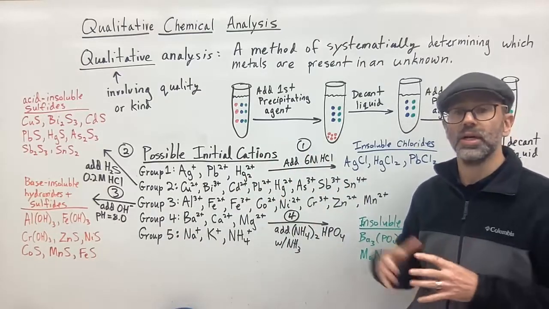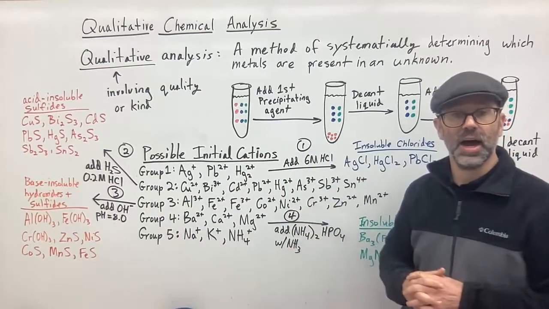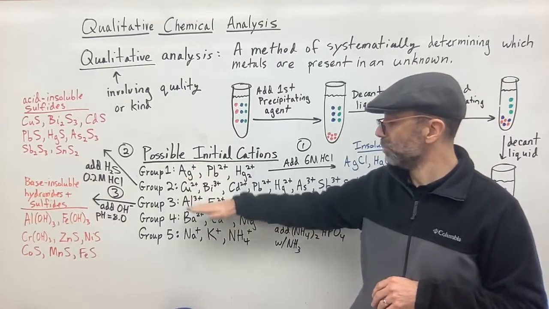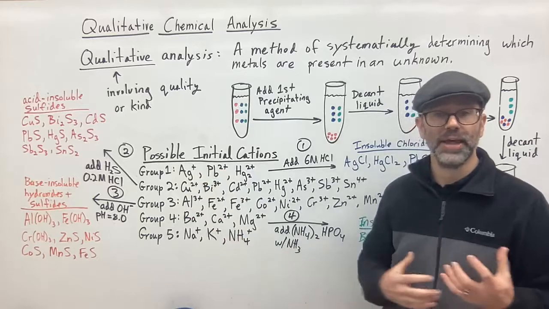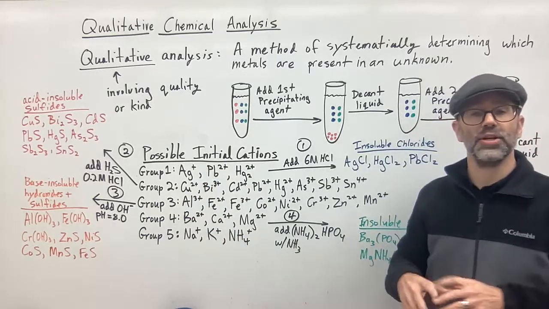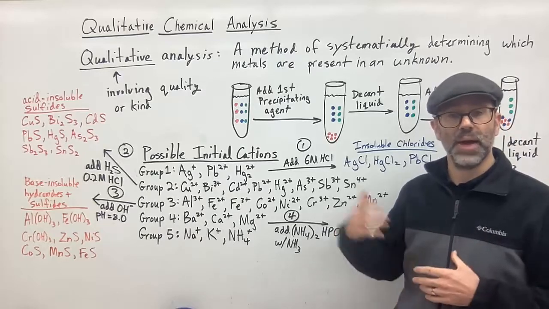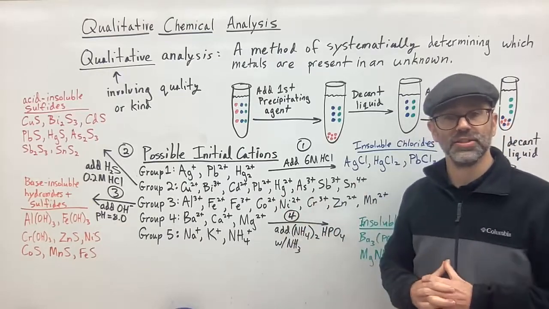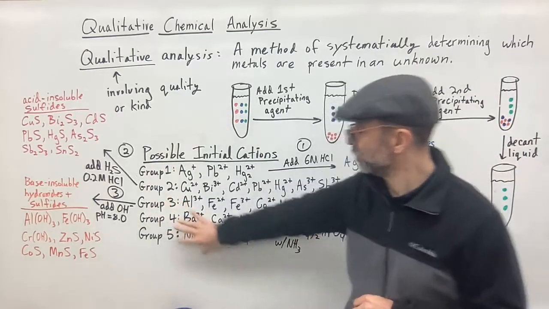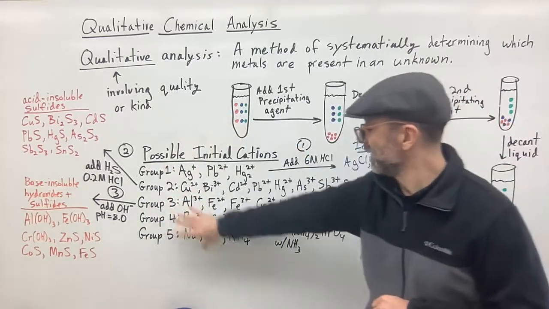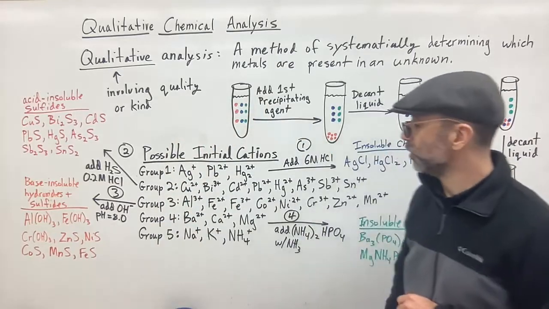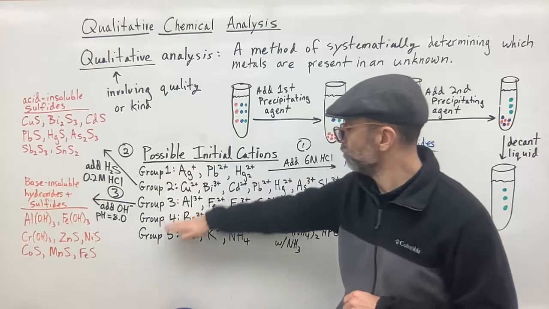It's not the only one, but it is a method to follow. These different cations are broken up into groups based on how they react in certain conditions, whether you can get them to precipitate when you add certain substances to them. So let's say I have my test tube, and I could have any of these ions in solution. They're broken up into groups 1 through 5.